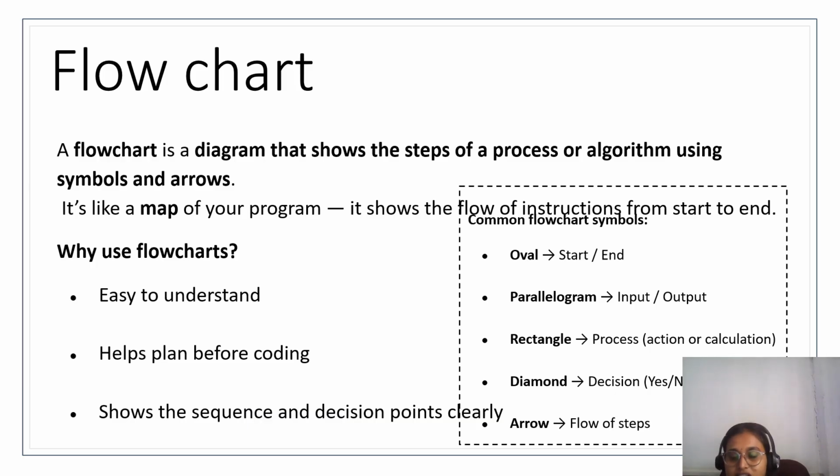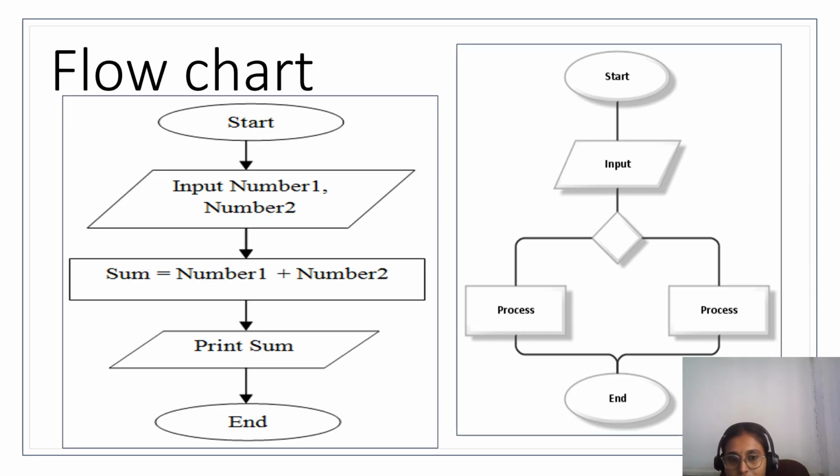Then coming to the next topic, the flowchart. A flowchart is a diagram that shows the steps of a process or algorithm using symbols and arrows. It is like drawing the flow of the program. It is easy to understand and helps us plan before coding. It also helps to show the sequence and decision points clearly. The common flowchart symbols are oval, parallelogram, rectangle, diamond and arrow.